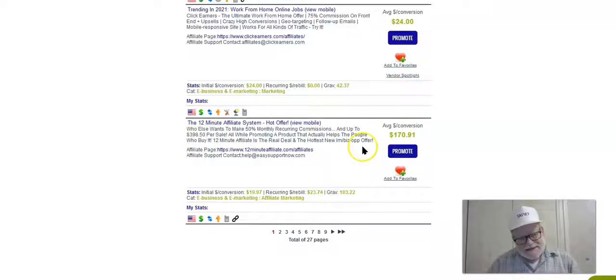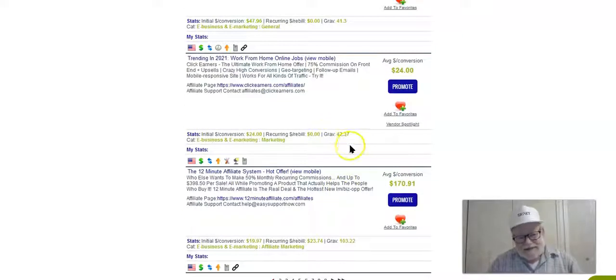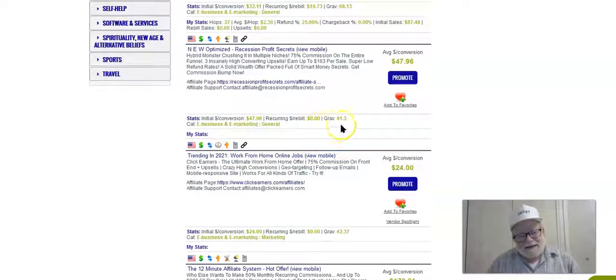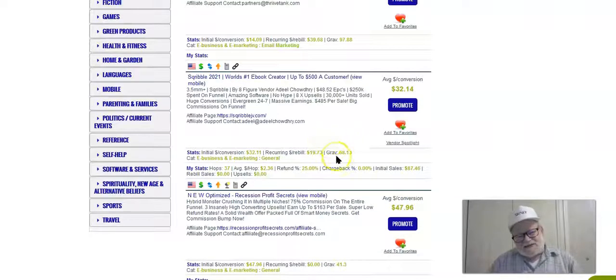On the one we just looked at, the 12-minute affiliate, here's the gravity number right here. You can see it's over 100, which is an excellent gravity. Really, a good gravity is probably anywhere above 30. The next product is at a 42 gravity. This product is at a 41 gravity, or 46. So you can see these all have good gravity.